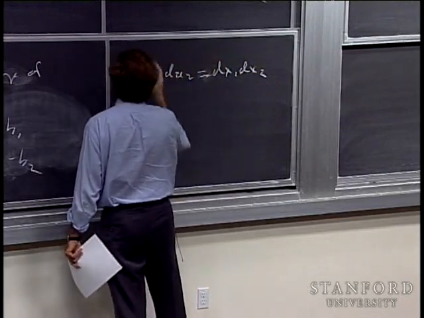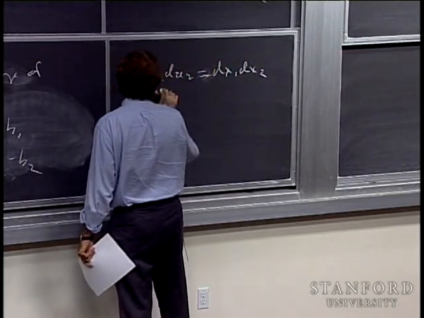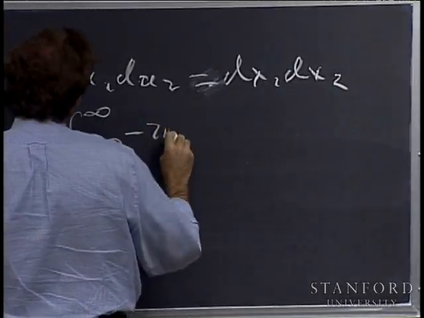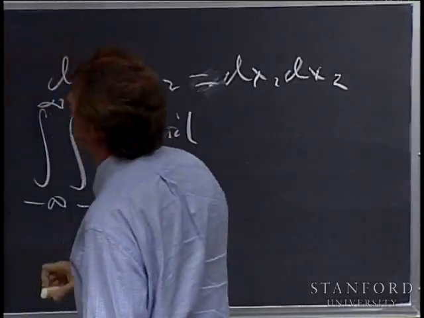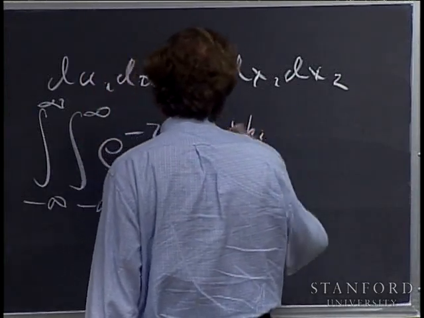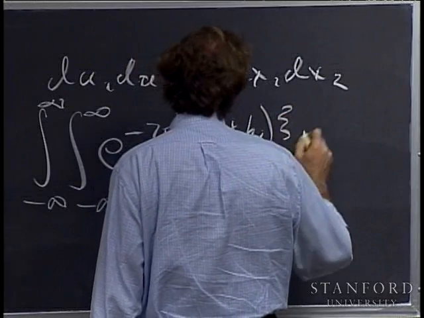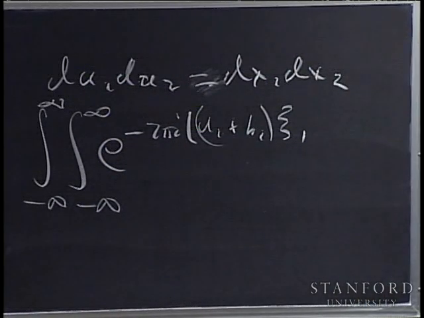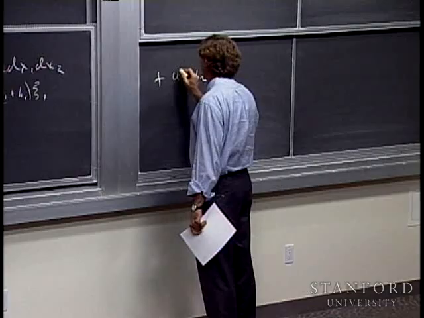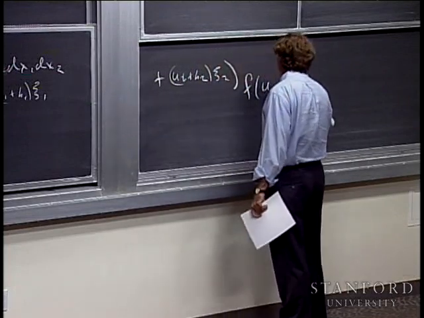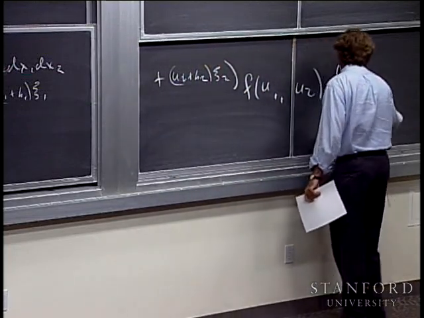And the integral becomes, the limits of integration stay the same. Again, going from minus infinity to infinity, minus infinity to infinity. So it's e to the minus 2 pi i. So x1 becomes u1 plus b1 times c1 plus, to be continued on the next board, u2 plus b2 c2, f of u1, u2, du1, du2.